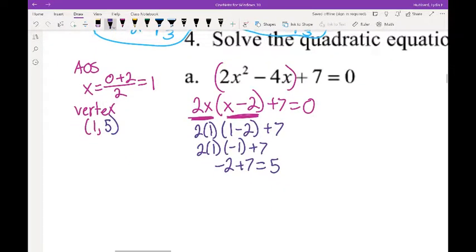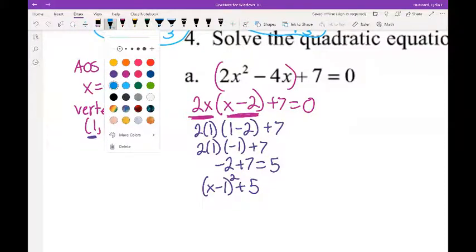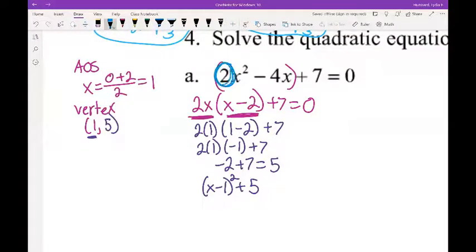From here, we're going to rewrite this equation in vertex form. So we would say x minus 1, x minus h, squared plus k, which is 5. And then the only other thing we need to make sure we look at is if we have a leading coefficient, which we do. So we'll have to put that 2 out front to take care of that. From here, we should be able to solve.